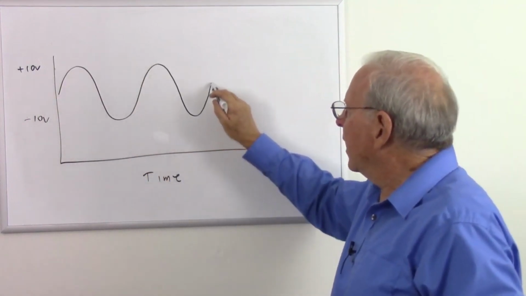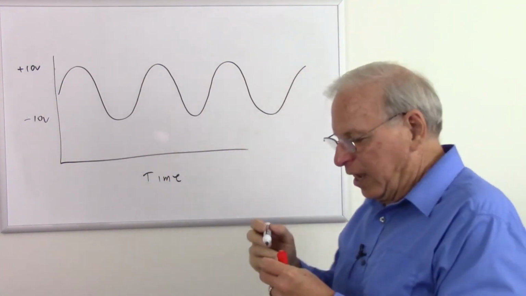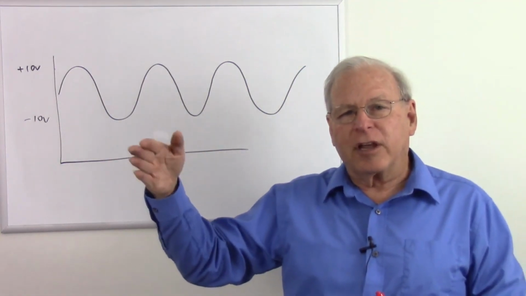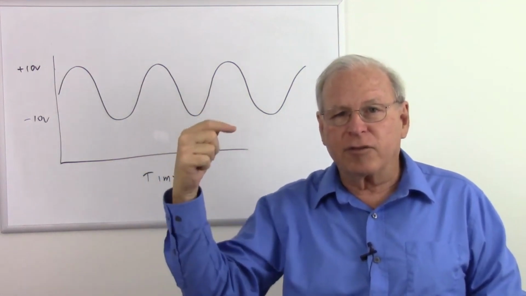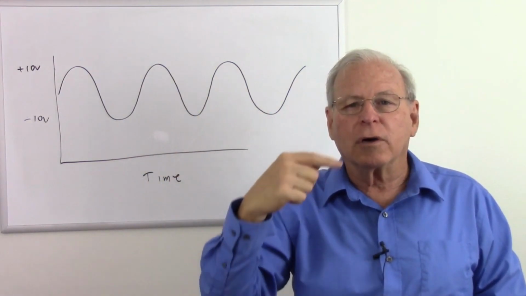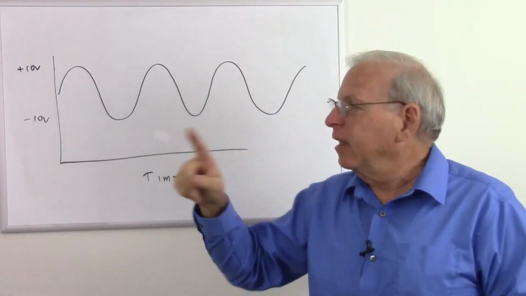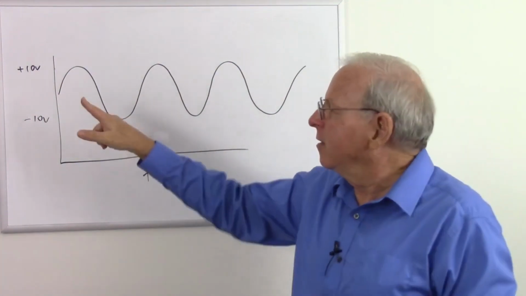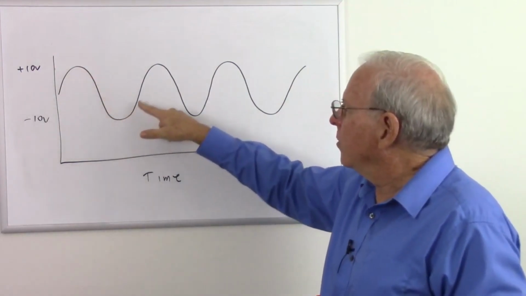Does that look familiar from our last lecture? It's a sine wave. So that sine wave is very closely related to a circle. As time goes by, as that circle goes by, a spot on that disc would go along and make a sine wave in the graph, if we're graphing the voltage as we go along.